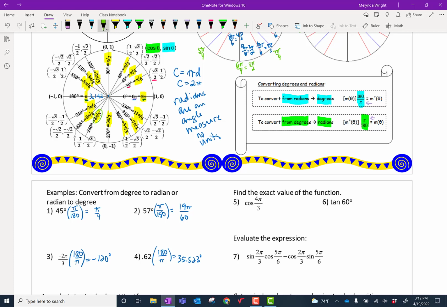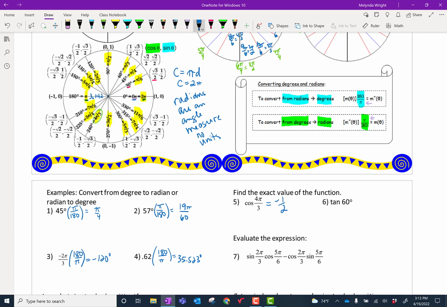Okay, so let's think about that for a second. Cosine of 4 pi over 3, what did cosine go with? Did it go with the x or the y? Yeah, cosine goes with the x. So I'm going to go to 4 pi over 3, and I'm going to write down the x coordinate at 4 pi over 3, which is -1/2.